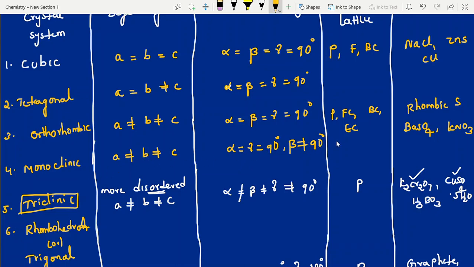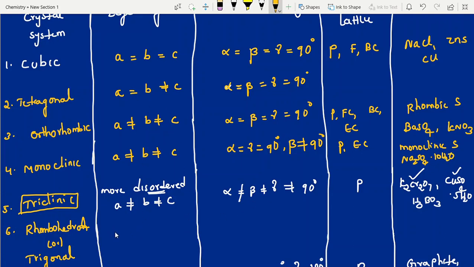Now, monoclinic exists as primitive and edge center. So examples: monoclinic sulfur, and the next one, Na2SO4·10H2O. Those are the examples we are taking here. Now, next, we almost completed.